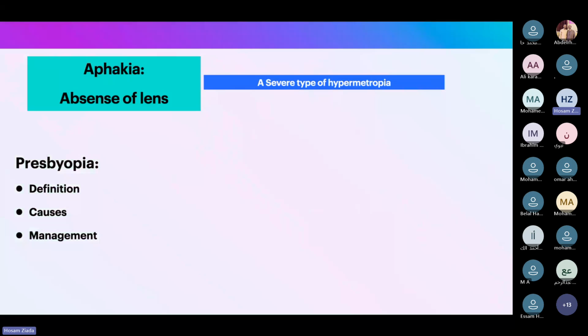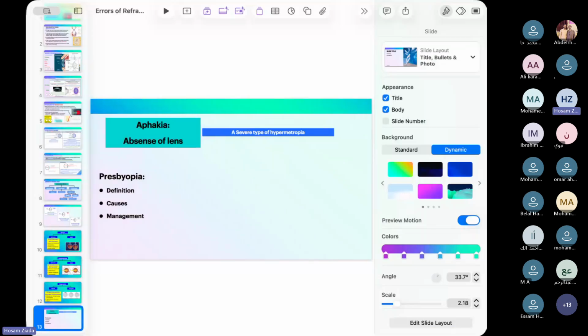I told you about the optical and surgical ways of correction of presbyopia. I have finished now, and I hope it was clear and not a boring lecture. Thank you so much. I'm able now to address your questions if you have.